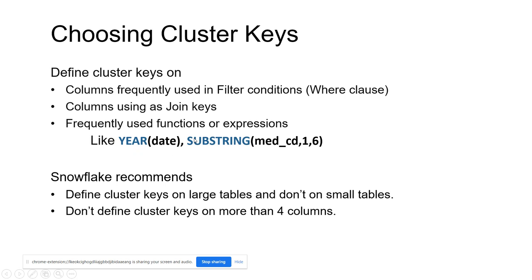Okay, and if I'm using this substring of medical code 1 comma 6 multiple times, and the users are running this query with this substring, then directly apply the cluster key on this substring. So it will also improve the query performance a lot. So whenever our table size is very large and I want to cluster my table, these are the three things I have to check before clustering.